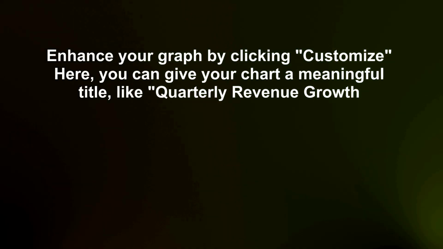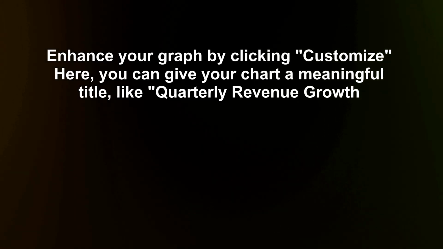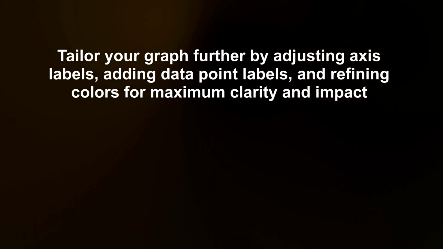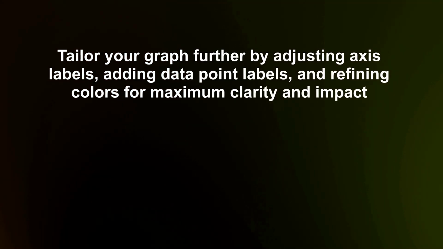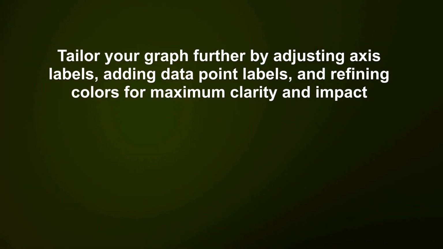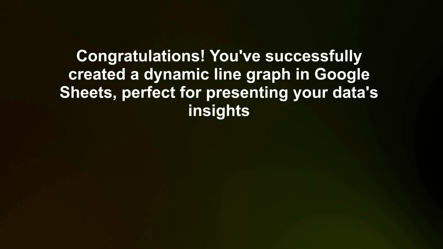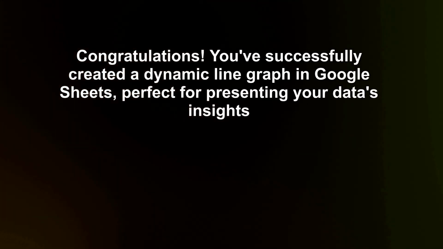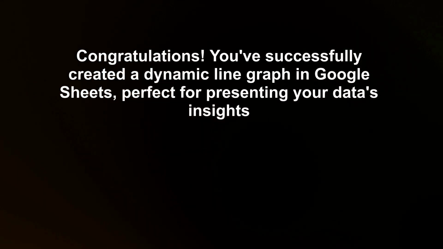Enhance your graph by clicking Customize here. You can give your chart a meaningful title, like Quarterly Revenue Growth. Tailor your graph further by adjusting axis labels, adding data point labels, and refining colors for maximum clarity and impact. Congratulations! You've successfully created a dynamic line graph in Google Sheets, perfect for presenting your data's insights.